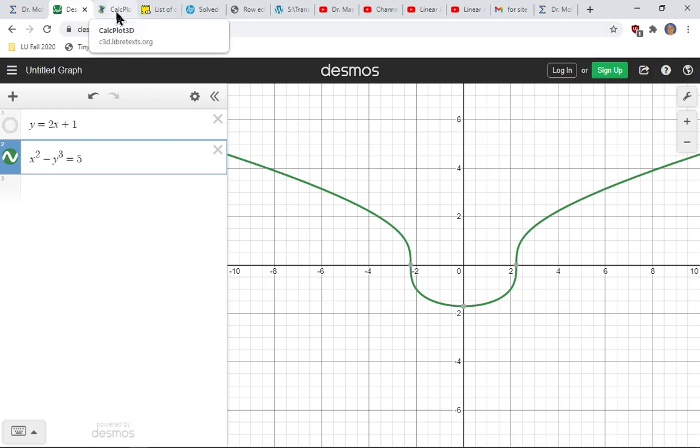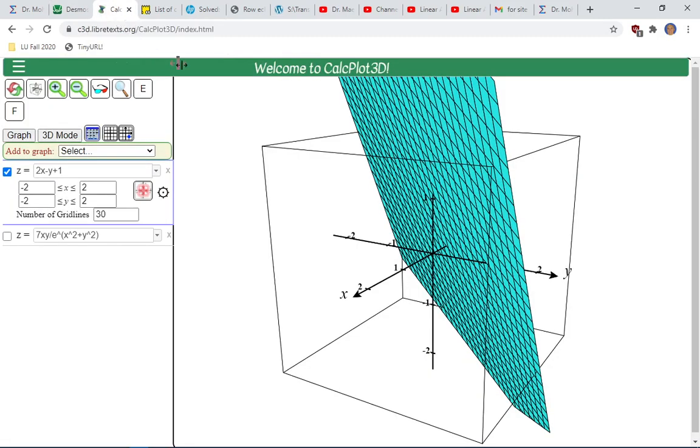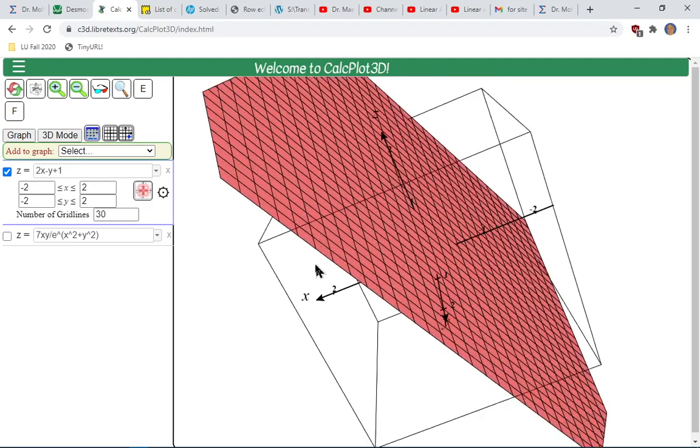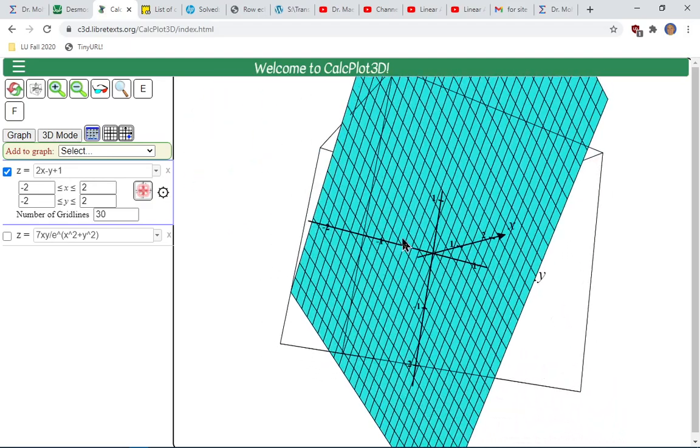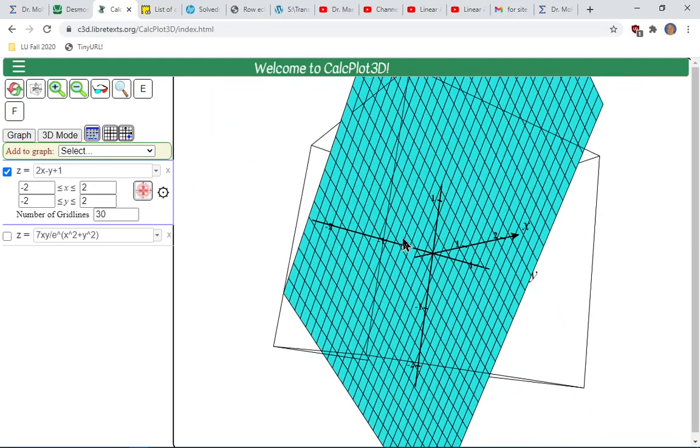If you want to experiment in 3D, perhaps the best free software here is this one, CalcPlot 3D, thanks to Paul Seeberger. Here's a simple equation: z is equal to 2x minus y plus 1. You can of course play with this and see that this is also a featureless shape. Whatever direction you go, it's just duplicating itself, as opposed to what?